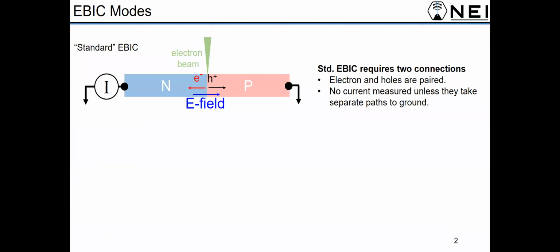So for standard EBIC, in order to obtain any EBIC contrast, you need to have two separate paths to ground, and that's because for every electron you measure in your EBIC amplifier, the corresponding hole has to reach ground through a separate path, or else those two charges will recombine, cancel, and you'll have no net EBIC current.